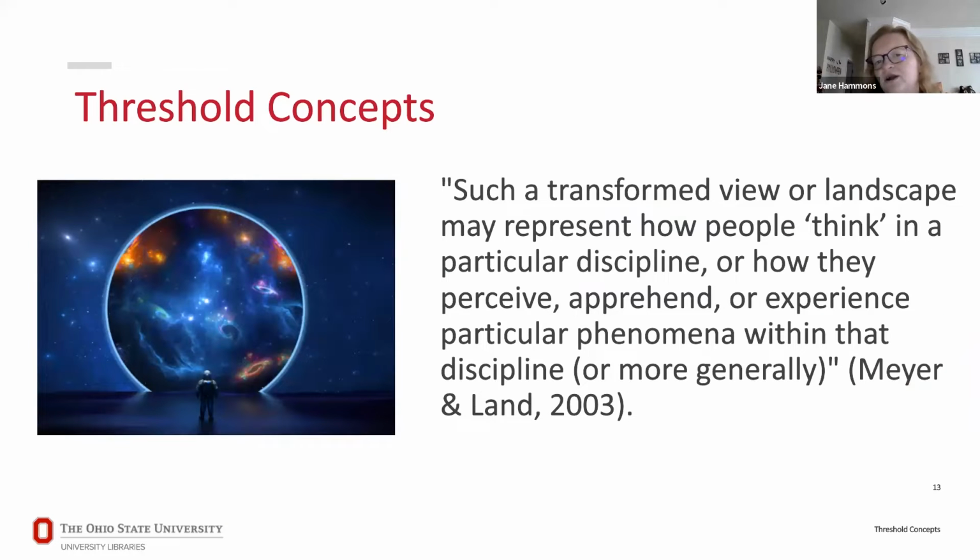And so they talk about here, this may represent how people in a particular discipline, for example, how they think or how they perceive, right? And so you'll hear threshold concepts. A lot of times you'll hear the phrase ways of thinking and ways of practicing, right? So these are those concepts that you need to grasp to move from studying physics to thinking like a physicist and acting like a physicist, right? So what are those key core concepts that you really have to get to be able to make that transition?